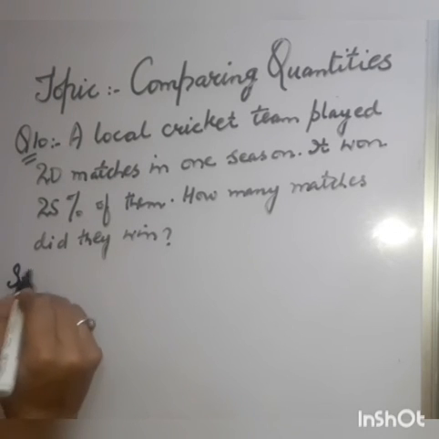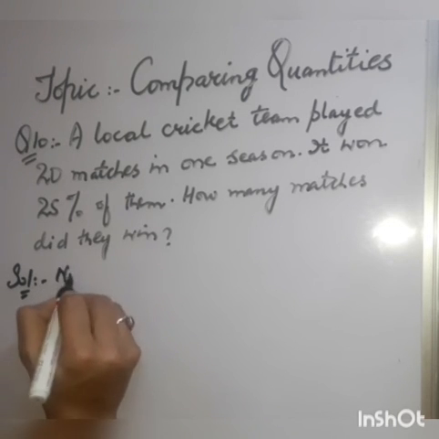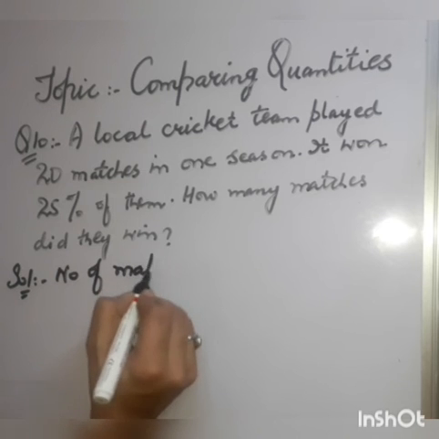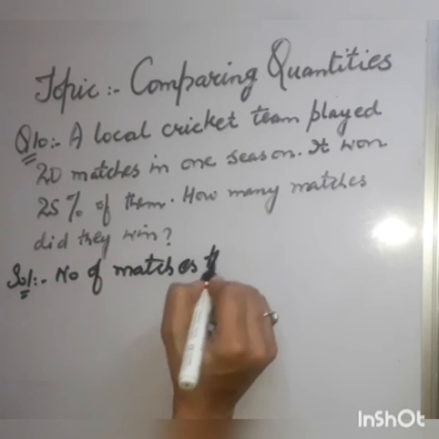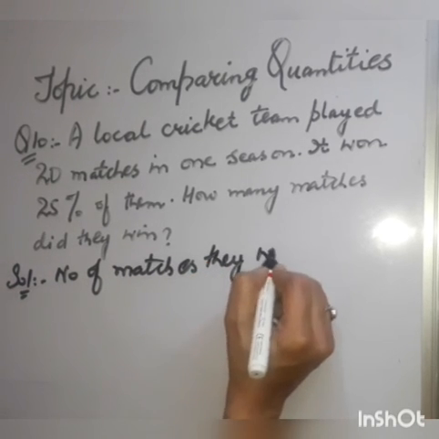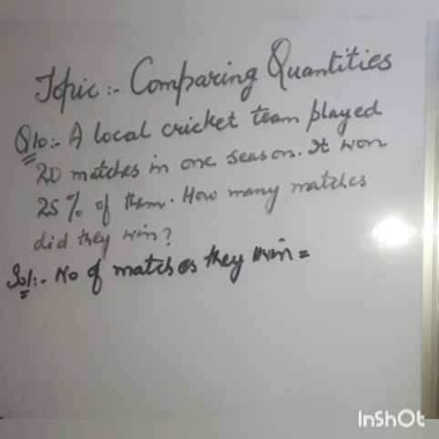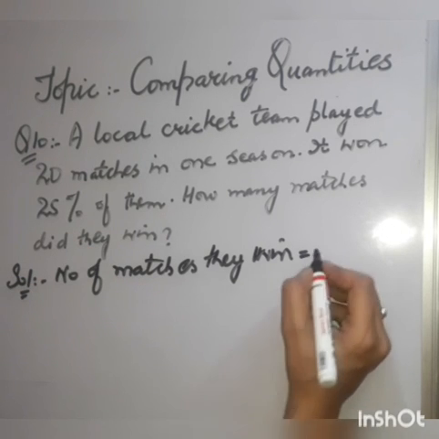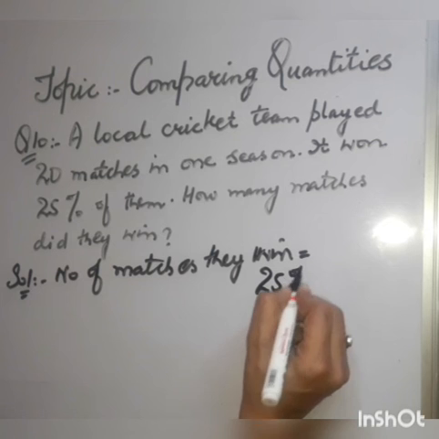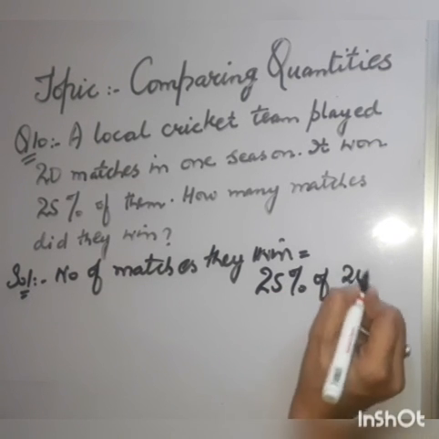So we'll write number of matches they win is equal to 25%. 25% of what? Of 20 matches. So number of matches they win will be equal to 25% of 20.